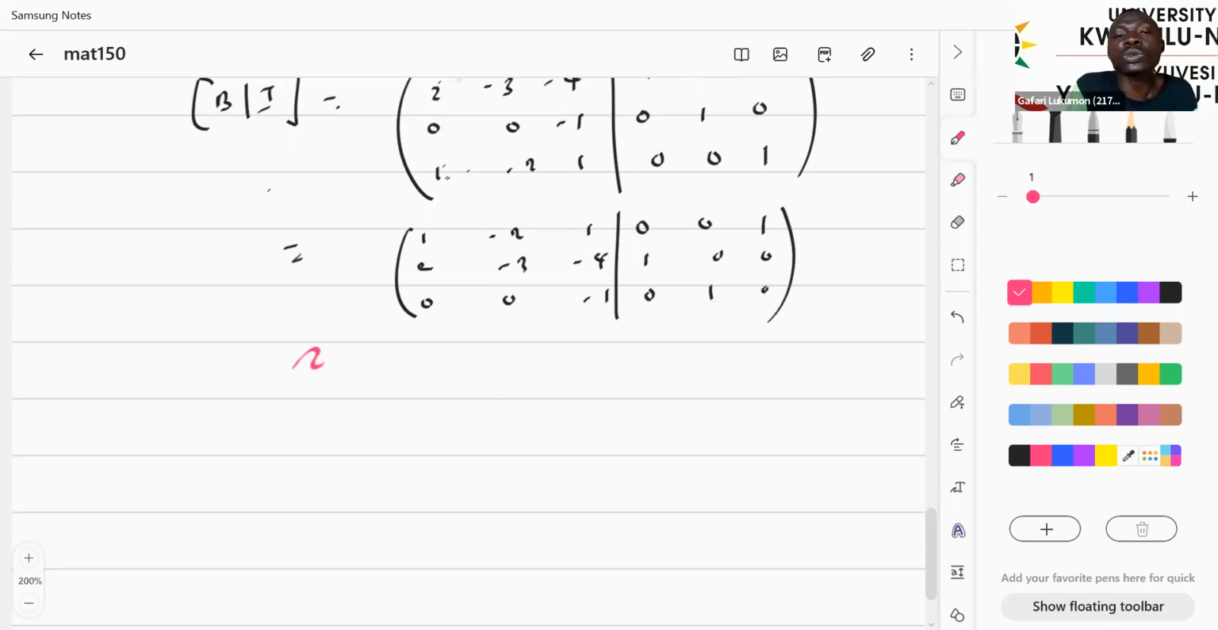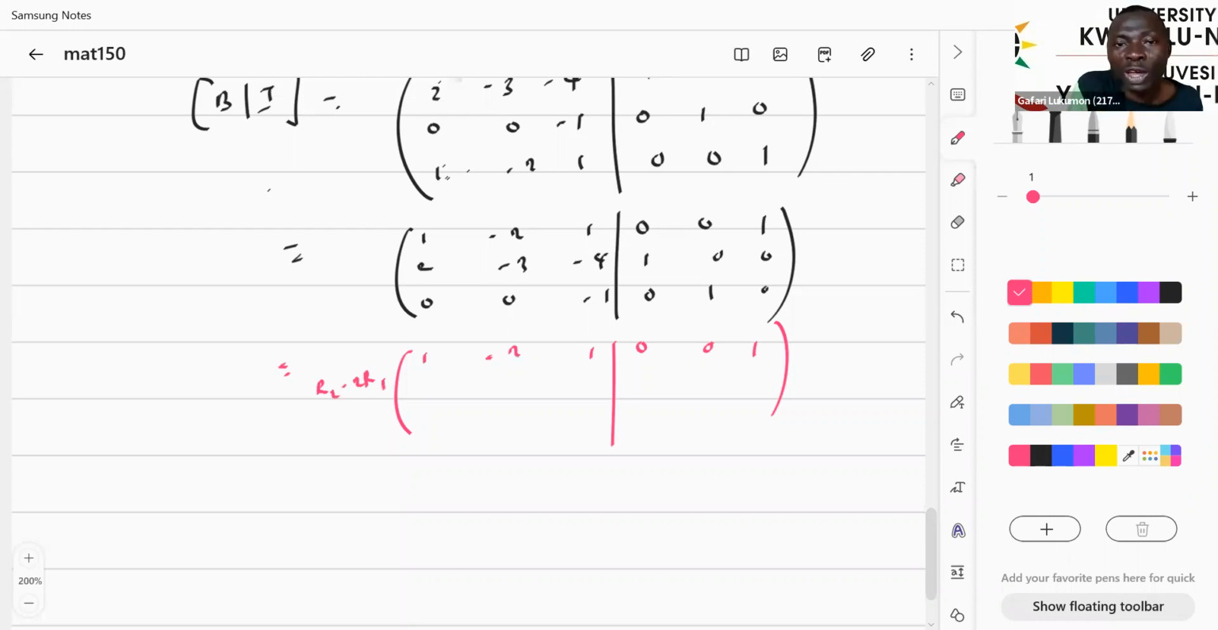First thing you can do, maybe I can say this one first. Don't worry, maybe you have 1, minus 2, minus 1, 0, 0, 1. So what if I want to make this guy 0 as well? To make this 0, I can say R2 minus 2R1.